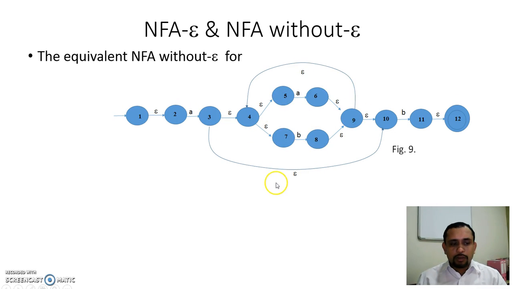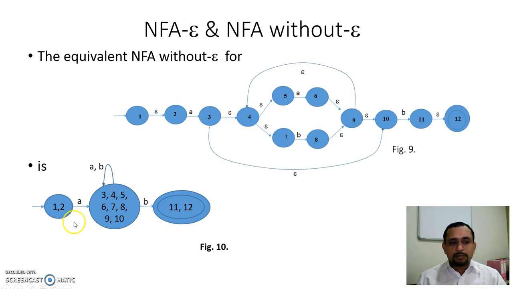This is the given and this is the required. We have seen that from 1 on the input of A we had these moves. So let's see here what we are getting. From 1 we have the epsilon closure as 1 and 2, so we have combined these two. On the input of A we are reaching 3. So from 1, 2 on the input of A we are reaching 3. From 3 we have epsilon closures as 4, 5, 6, 10 and this.